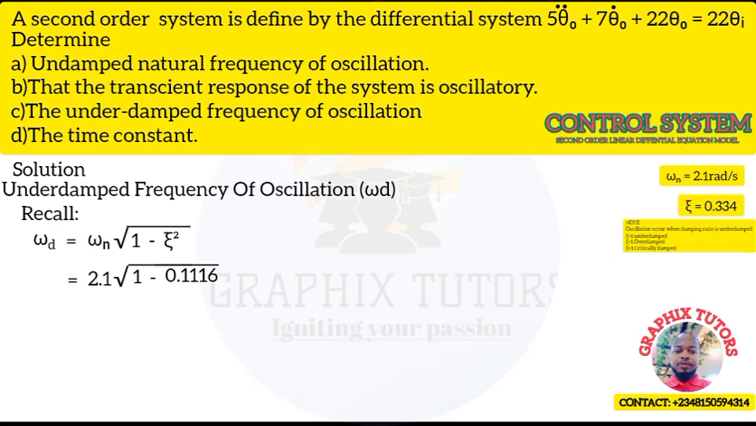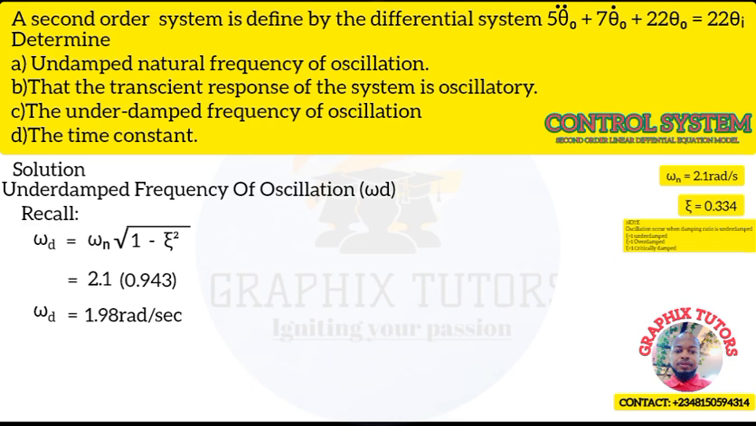0.334 square is 0.1116. So 1 minus 0.1116 will give us the square root of 0.8884. And when you look for the square root of 0.8884, you'll have 0.943. This will give us 2.1 multiplied by 0.943, and that is 1.98 rad per second. So that is the underdamped frequency of oscillation.